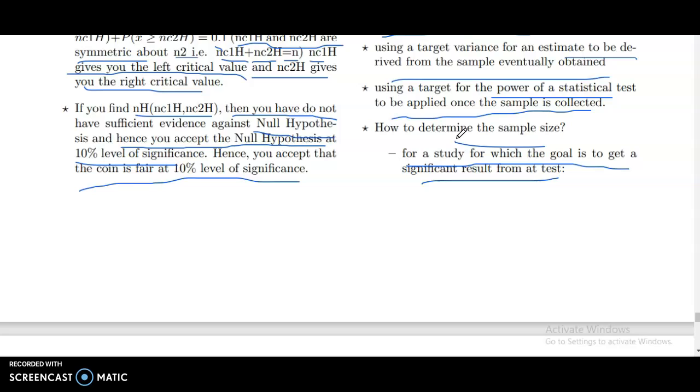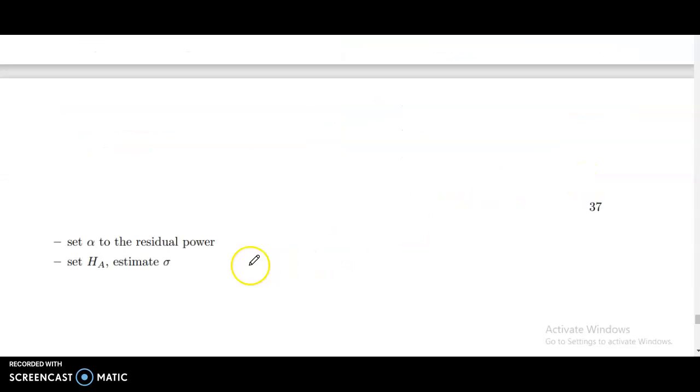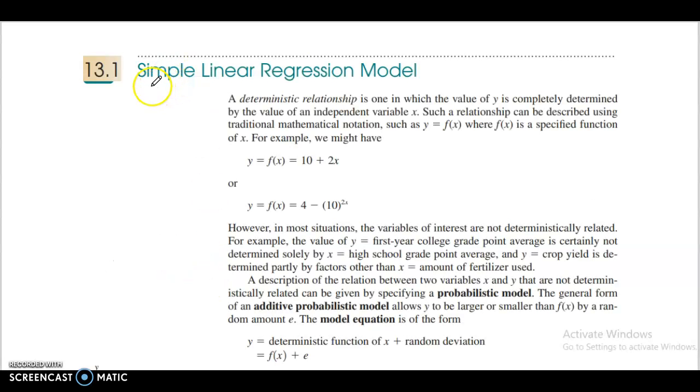How to determine sample size? For a study for which the goal is to get a significant result from a test, set alpha to the desired power. Set H_A, estimate sigma. For example, the simple linear regression model.